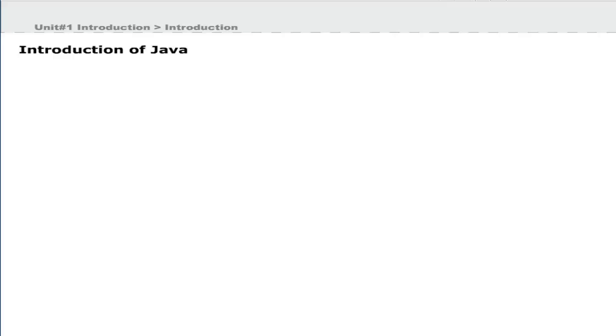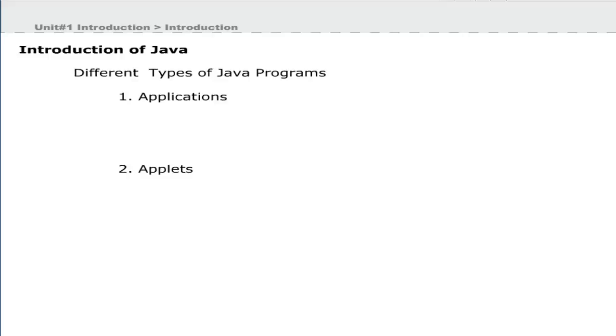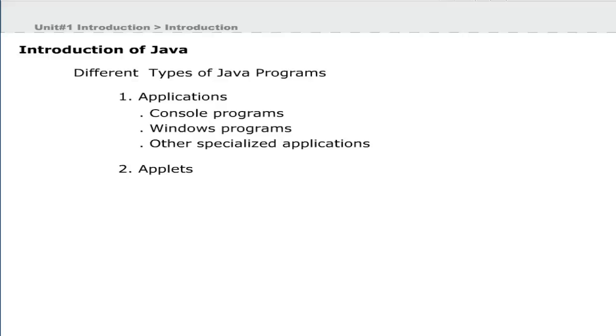Now let us see what are different types of Java programs. Java can be used to develop two types of programs, applications and applets. Java applications may consist of console programs, Windows programs, and other specialized applications. Let us look at some further details of these programs.